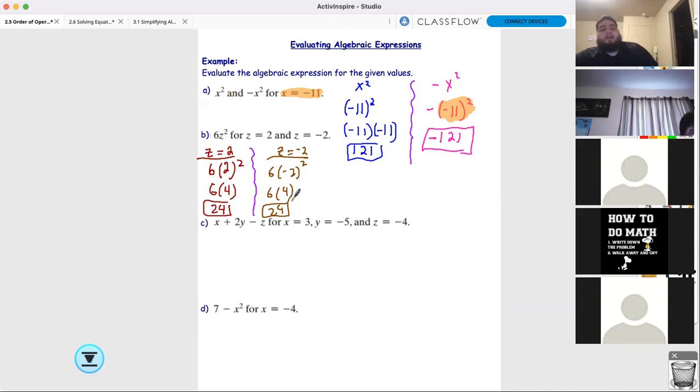All right, moving on, class. C, we have x plus 2y minus z. So here we have three variables. We know x is gonna be 3, and then we know y is gonna be -5, and then we know that z is -4. So we're gonna plug it in. So it'll be 3 plus 2 parentheses -5 minus parentheses -4.